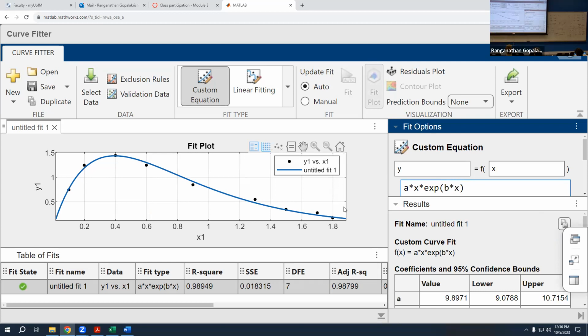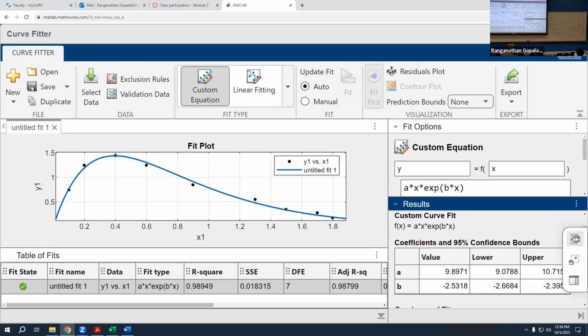So first of all, look at the fit here. It nicely follows the data at all parts of the data set, at low values of x, at higher values of x, and so on. And our fit equation is a x times exponent of b x. So the question becomes, what is the value of a and b? If you see here at the bottom, a is 9.8971, b is minus 2.5318.